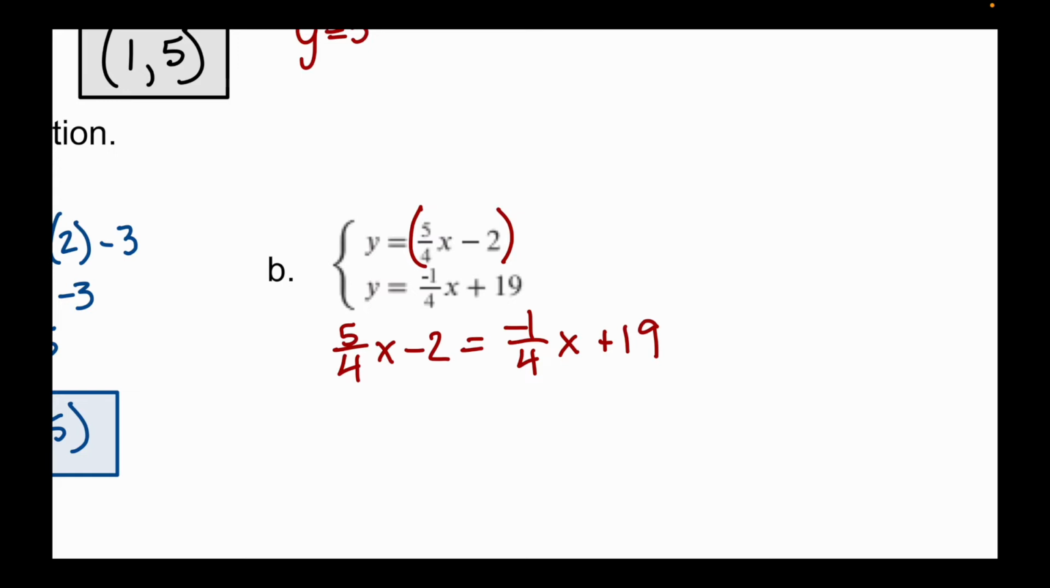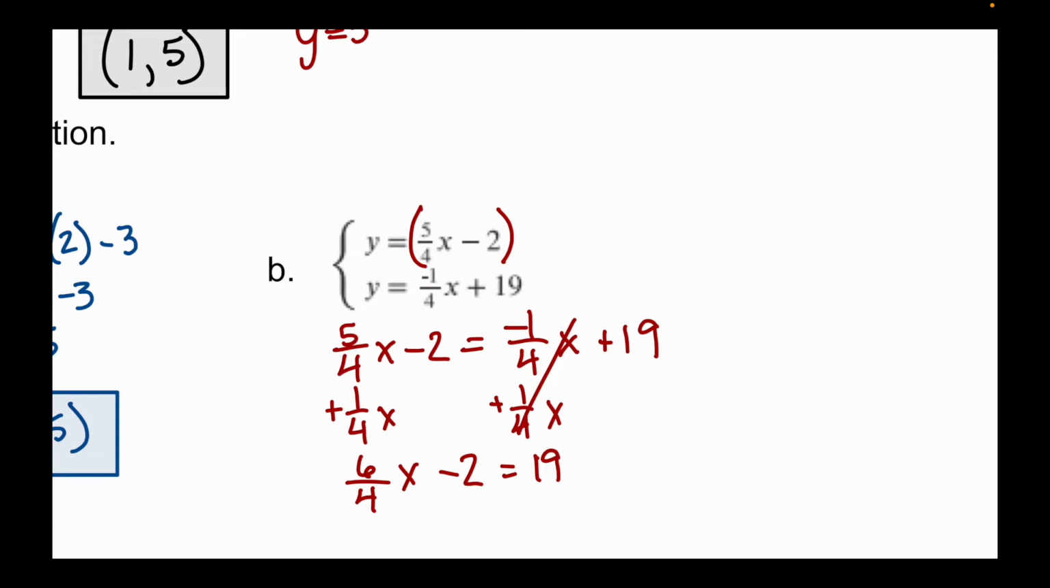I'm going to add 1/4 x to both sides, because that's going to get rid of it here. And so when I add 1/4 x over here, we're actually going to get 6 over 4 x minus 2 equals 19. Now that I have all the x terms together, I'm going to multiply everything by 4. You could have done that at the earlier stage, but that's okay here too.